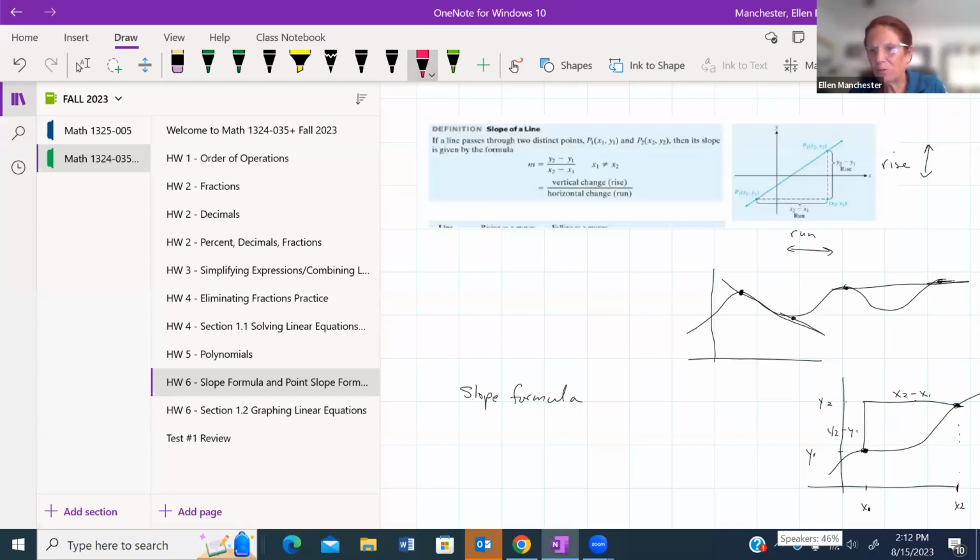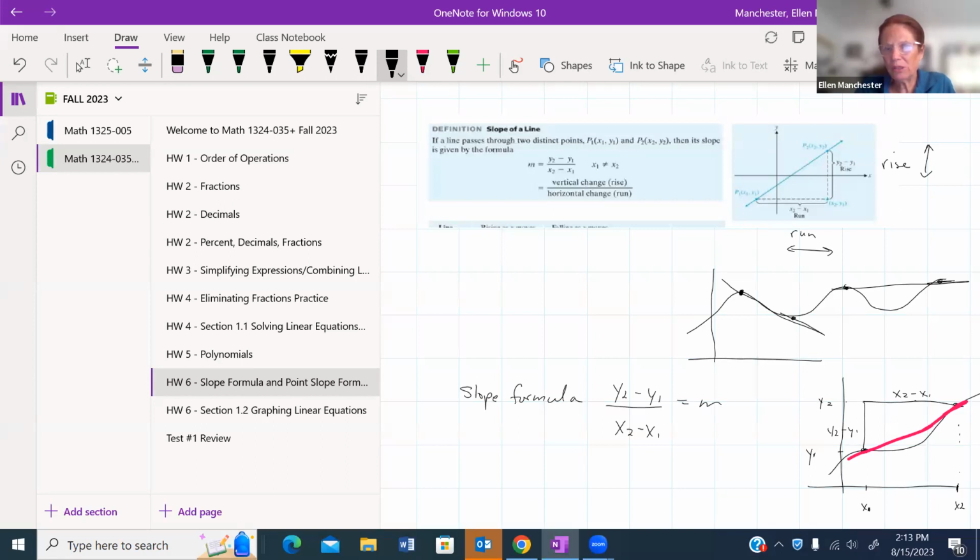So the slope between these 2 points is the ratio between how the Y's change and how the run changes. So that's where we get our slope formula. And we call our slope M.